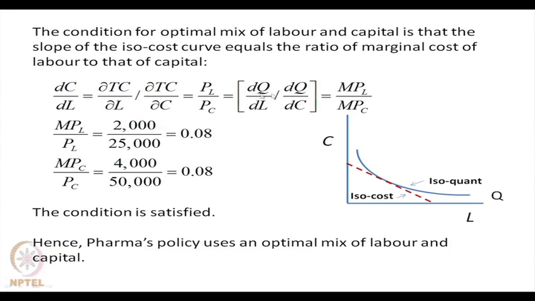Therefore, this condition is satisfied. Because this condition is satisfied, Pharma's policy now uses an optimal mix of labor and capital. It could operate here, it could operate here, but the trend of the isoquant line and that of the isocost line being equal indicates that this is the optimal mix of labor and capital.